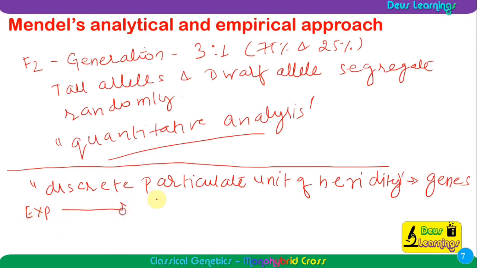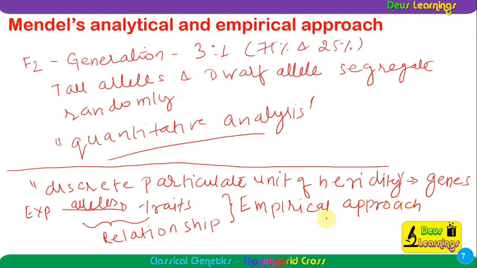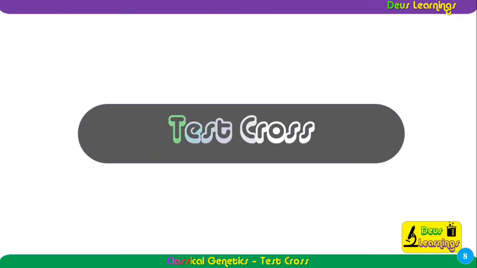Mendel was able to understand that traits were carried by the alleles, right? And he tried to understand the relationship, what kind of allele brings what kind of character. He tried to understand their relationship. Right? And that created the empirical approach, which later became the laws. Okay, we'll see that in later videos. Okay, so now next one is the test cross.